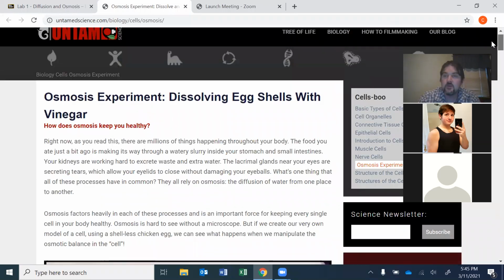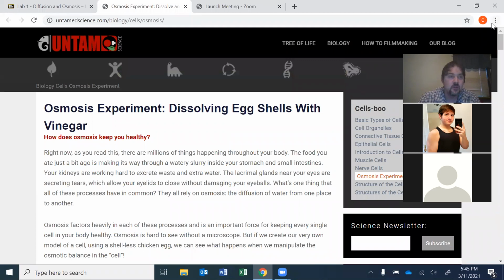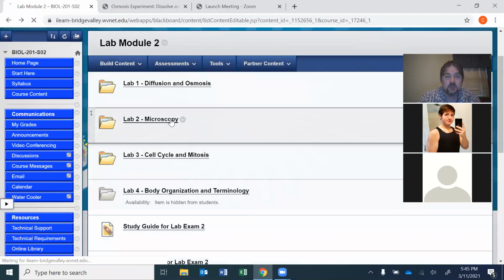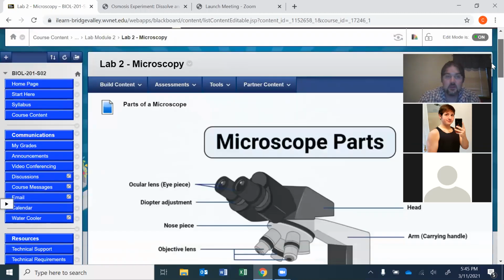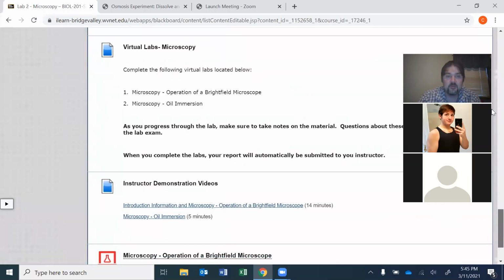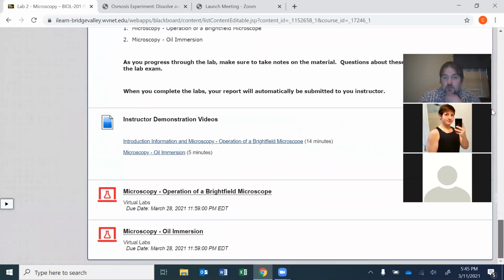All right, so that's just extra. Go back here. Lab number 2 is microscopes. Same deal. You've got some opening information, and then you have 2, and then here's me performing the experiment.